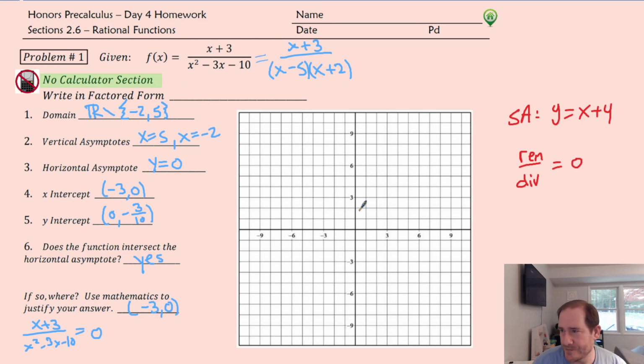Now let's just graph all the stuff we have. We've got a vertical asymptote at 5, right here. We've got negative 2 right here. The horizontal asymptote is at 0. Close enough. Then we've got an x-intercept at negative 3, so right there. We've got a y-intercept at negative 3/10, so that's about a third.